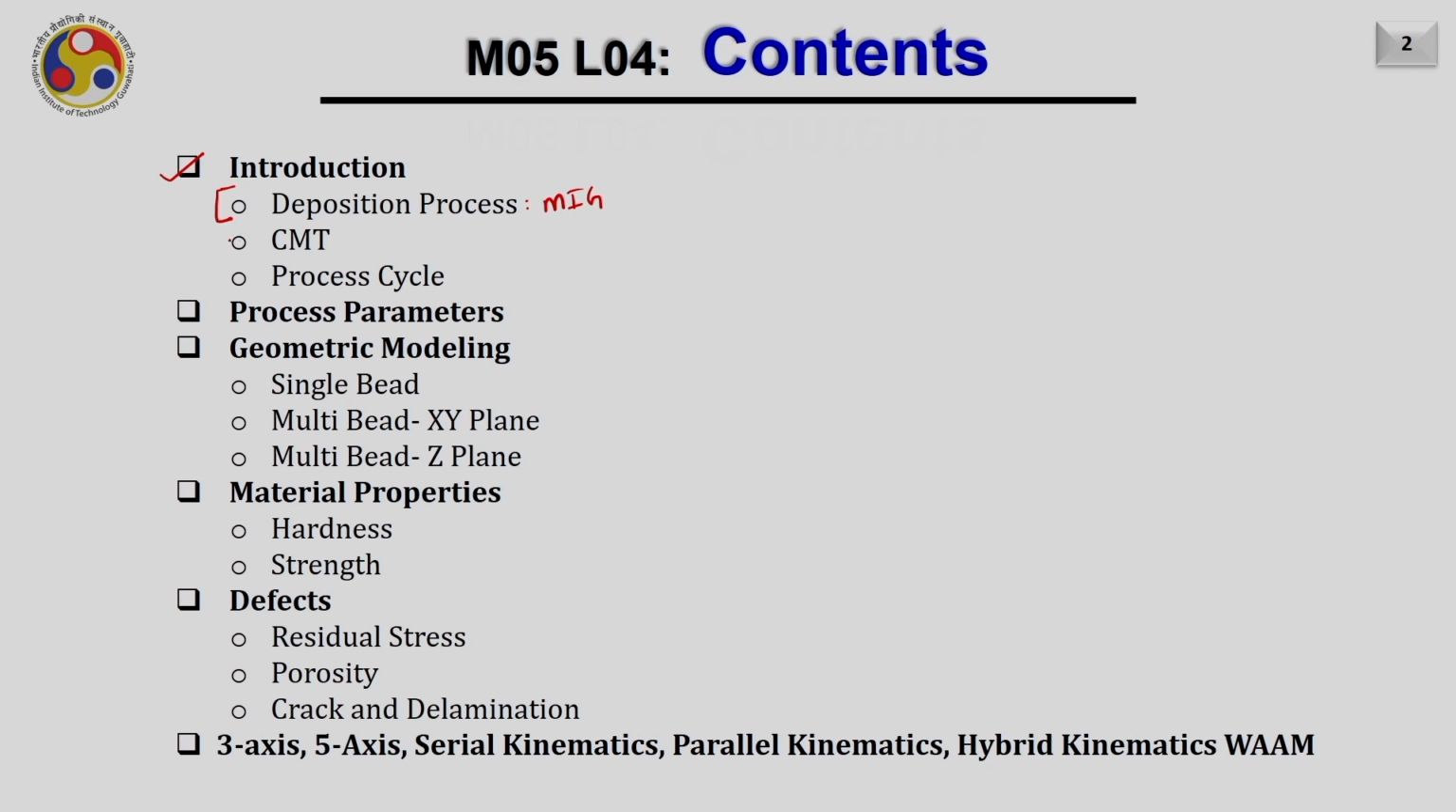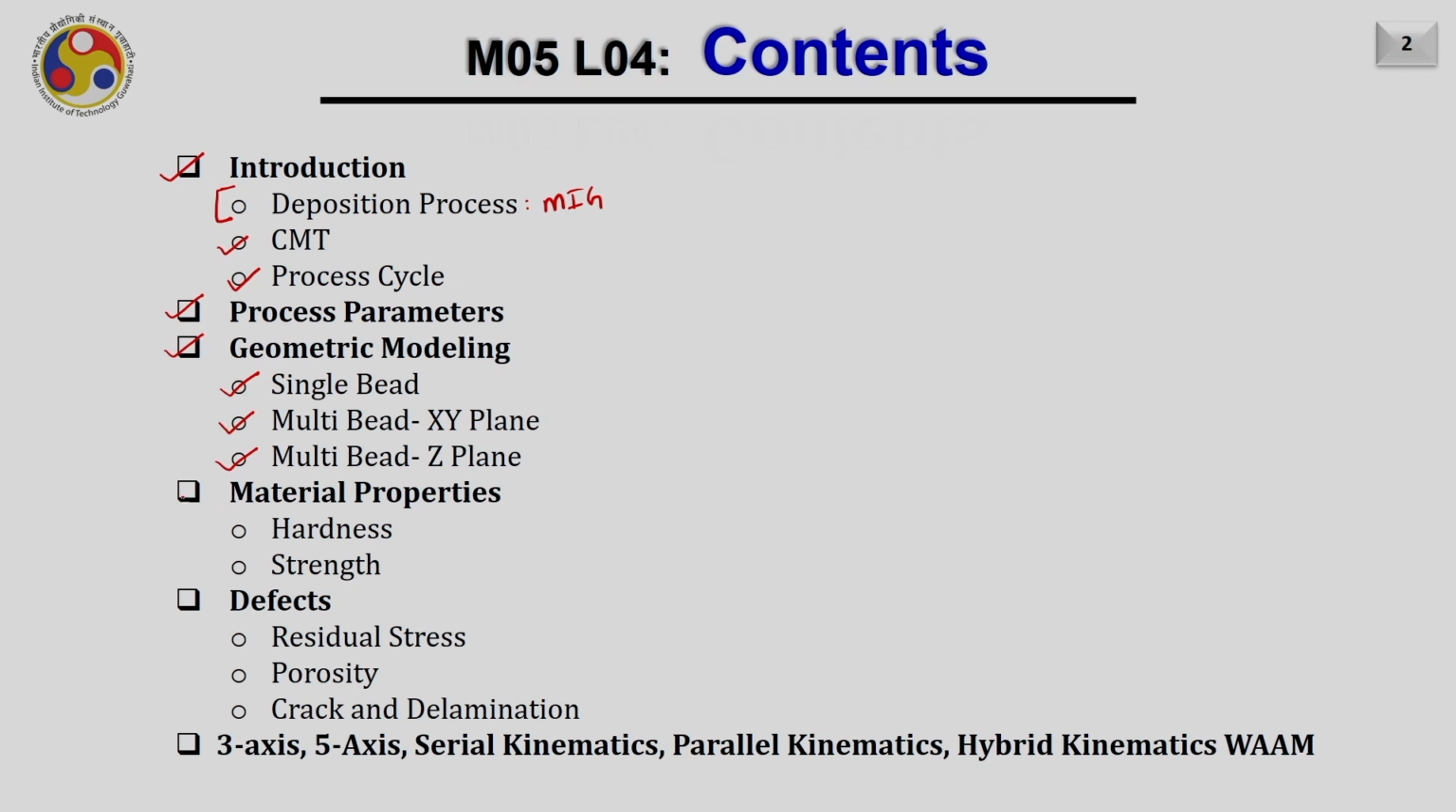Then we shall discuss the most popular welding process used in additive manufacturing for MIG, that is called as cold metal transfer, and I will discuss then about the process cycle. After that, I will discuss about some of the process parameters involved and then geometric modeling, where we will cover about the single bead modeling, multi-bead XY deposition modeling and multi-bead modeling in Z direction.